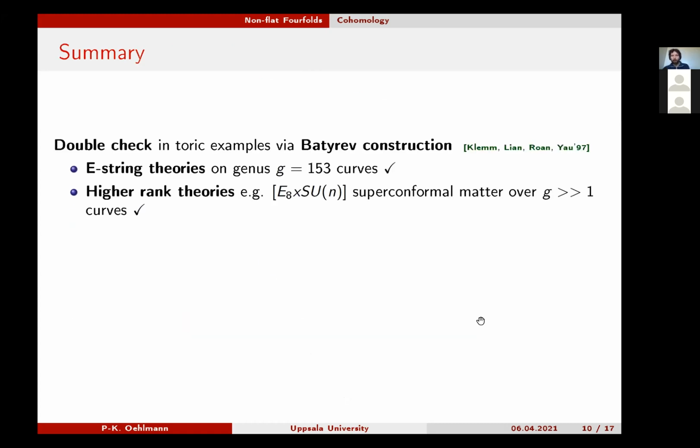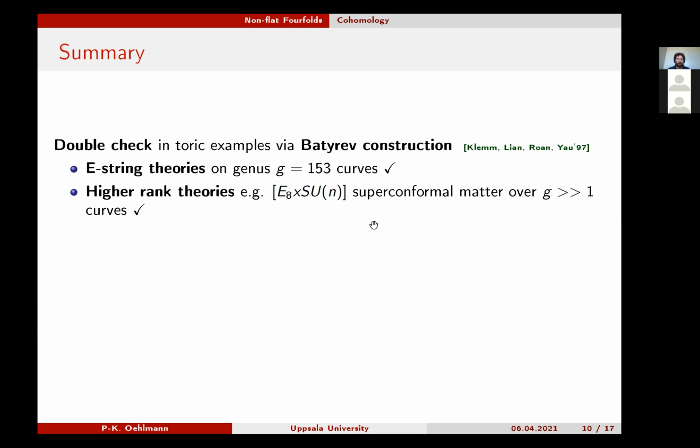Excellent. So you can do a lot of things, and I considered a couple of examples in the paper where you can double check all these general considerations in view of the bi-derivative construction. You can, for example, easily get some geometries where you have an E-string theory, which is like the simplest kind of 6D SCFT, which is compactified on a Riemann surface of genus 153, so really large. But you also can easily engineer higher non-trivial compactifications like E8 SU(N) superconformal matter, where N is 1, 2, or 3, which also sits over Riemann surfaces of relatively high genus. So this all works.